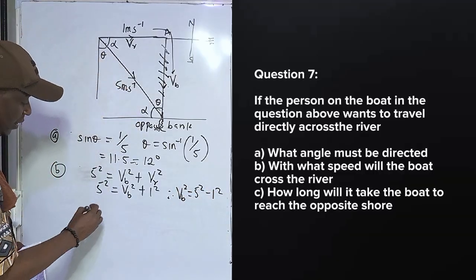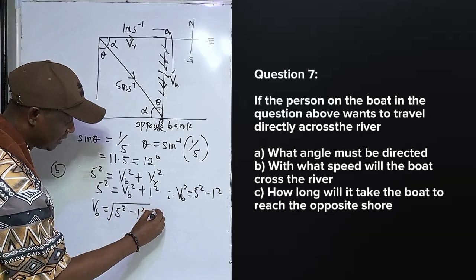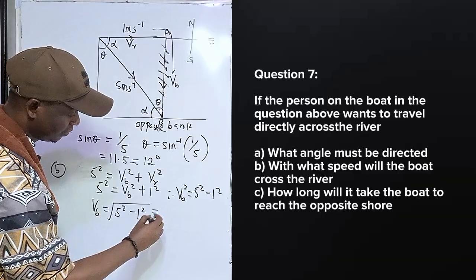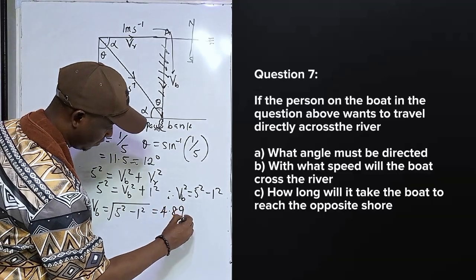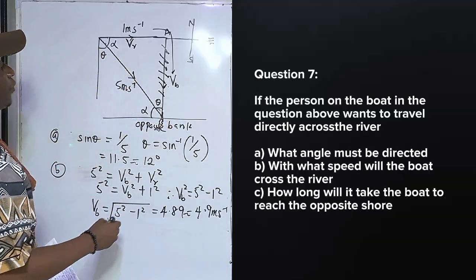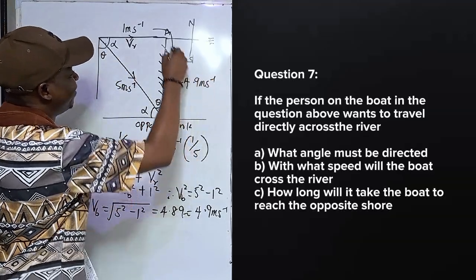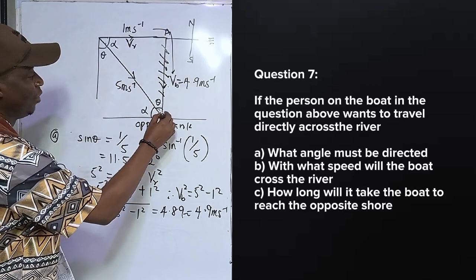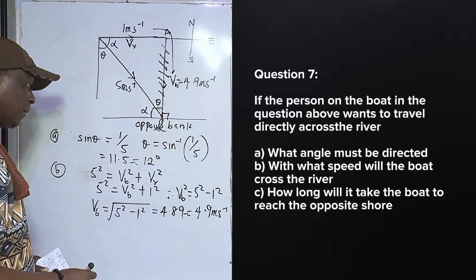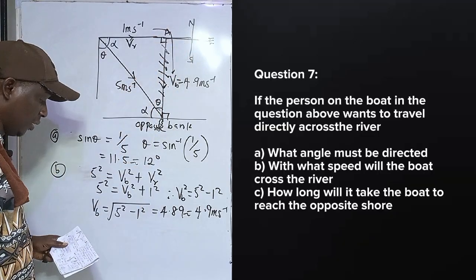Now I can make a separate formula. So VB will now be the square root of what? That is 4.8, which is approximately 4.9. This is the velocity to cross the river directly. Move directly, that means straight down, which is the velocity that is perpendicular to the river bank, or perpendicular to the current direction. This is the current direction. Okay.